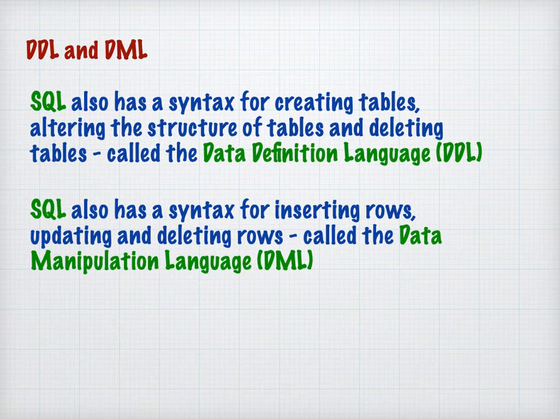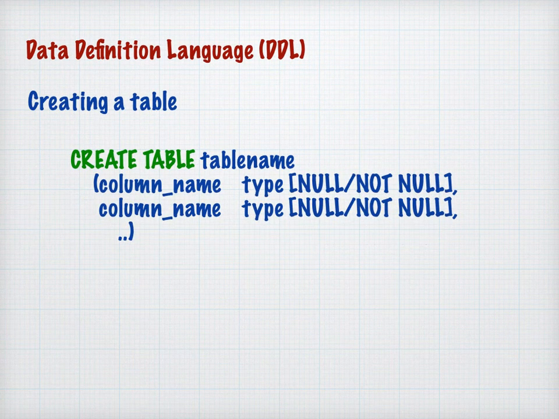So let's look at the DDL part. DDL is all about creating a table, modifying a table, or deleting a table structure. And here's the syntax that we use in SQL to create a table. We go create table, and then after that we have a table name. And if you remember, the whole point about table names is they have to be unique, they have to be distinct. You can't have two tables with the same name. So that will create a table with that name.